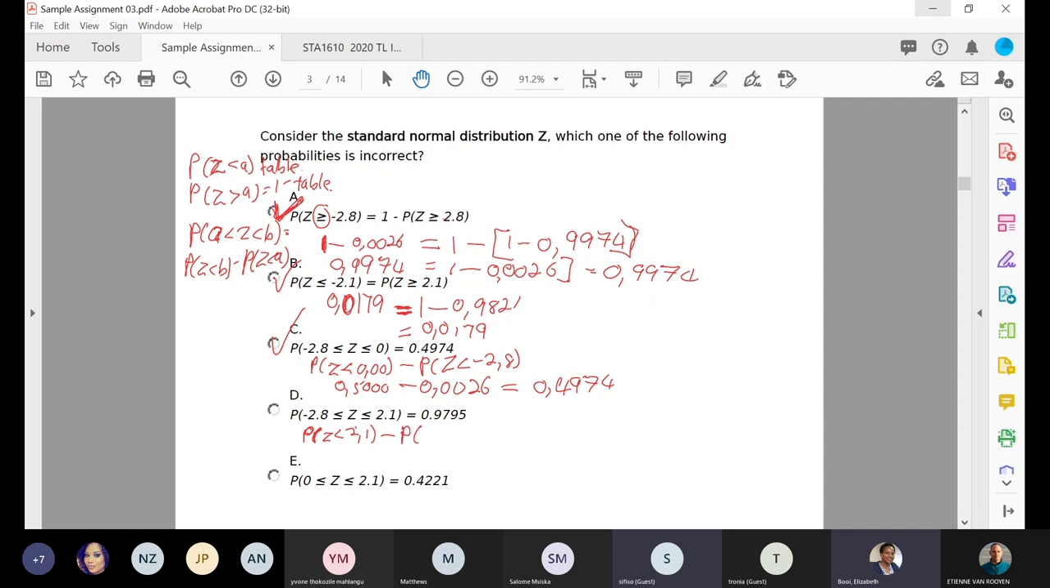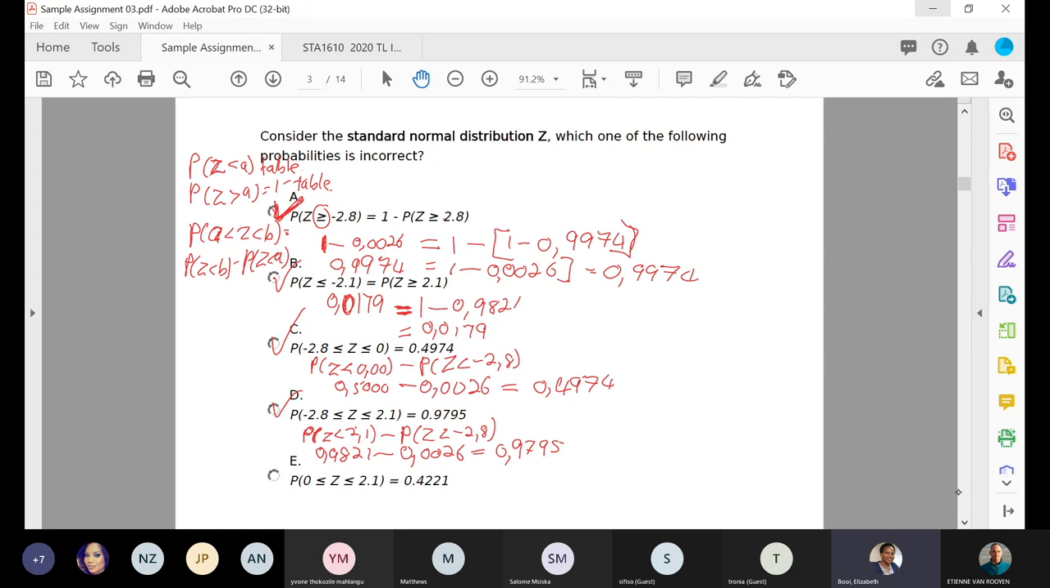Minus the probability of Z less than minus 2.8. So here we find 0.9821 minus 0.0026, and that is 0.9795, which means that is also correct.